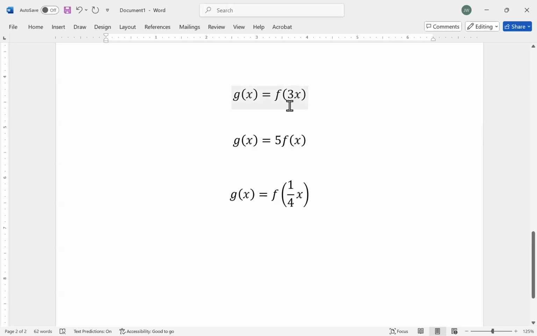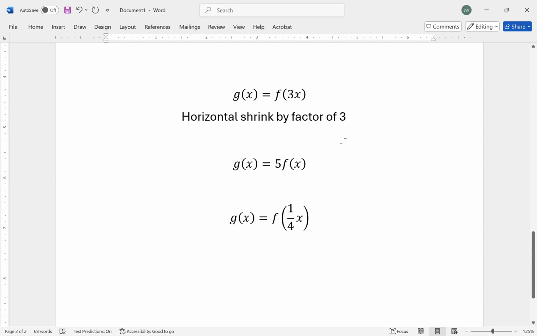All right, this first one, since it's inside, this is a horizontal stretch or shrink. It turns out that this one's a shrink by a factor of 3. Again, inside parentheses, it's horizontal, shrink or stretch. On the outside of the function, then that's a vertical, in this case, stretched by a factor of 5.